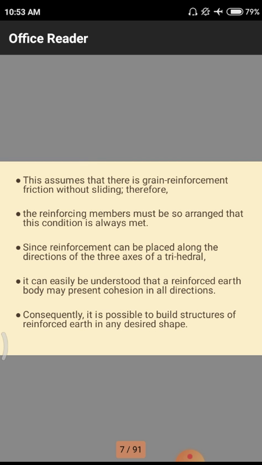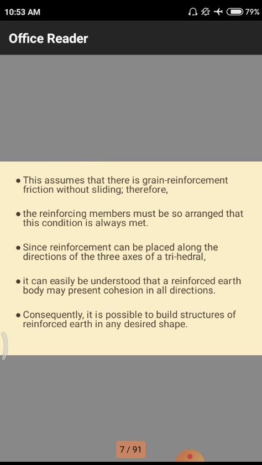That means, due to this transformation, normally the transformation of this steel in all directions, some cohesion force should be transferred in all directions of the materials. Consequently, it is possible to build structures of reinforced earth in any desired shape. Due to the movement of stresses in all directions, we can construct in any shape, that means whatever shape is required for the structure.